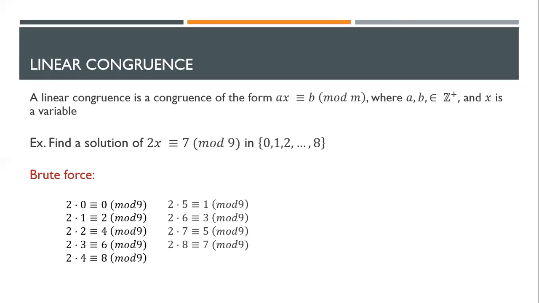We finish this out to try 6, try 7, try 8. And then we just look through that. Let's say, okay, are any of these equivalent to 7 mod 9? Sure enough, 8. So 8 is the only solution in mod 9. That is 0 through 8.